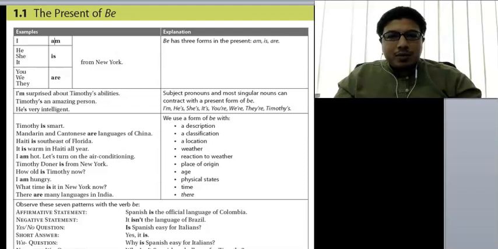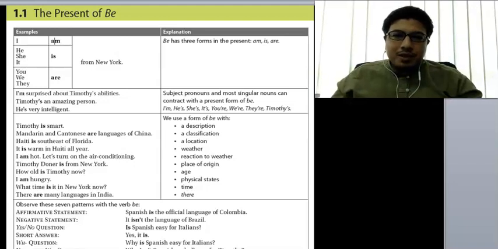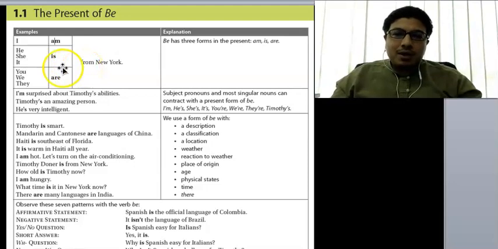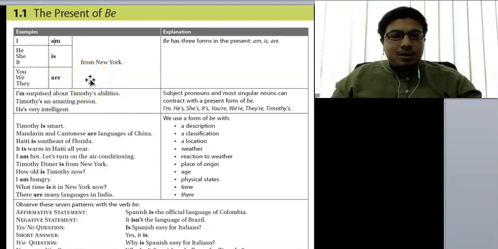When we talk about be verbs, we are talking about the most basic verbs that we use in almost all sentences in our daily life, which are is, are, or am. If we are talking about past tense, we are talking about was or were. As you can see here, I am from New York, or I am from Kelantan. Am is a type of be verb. He, she, it is from New York, so is is a be verb. You, we, they are from New York, so are is a type of be verb.